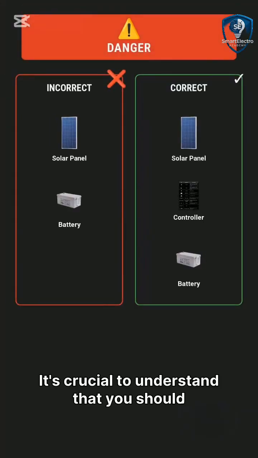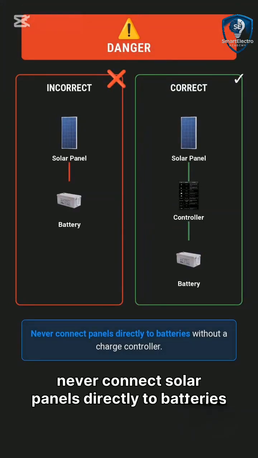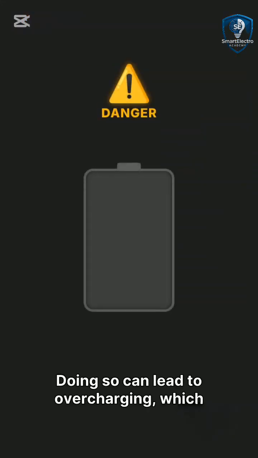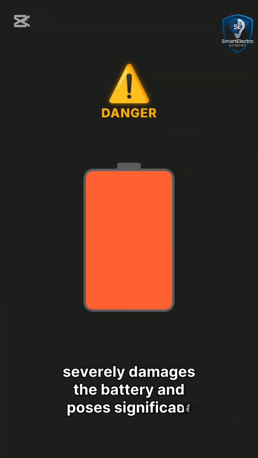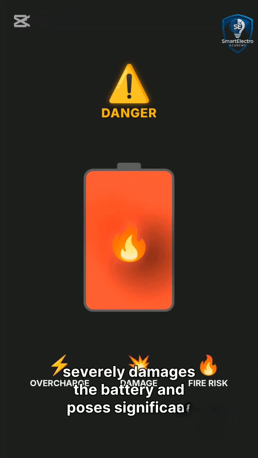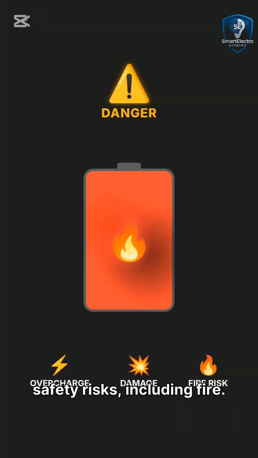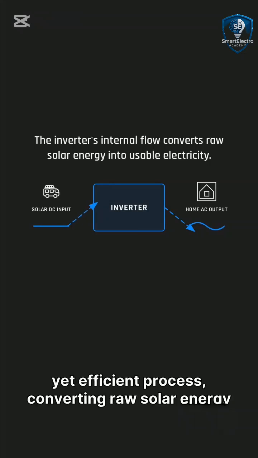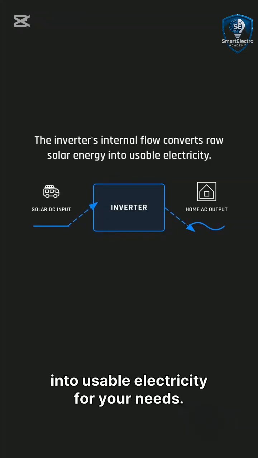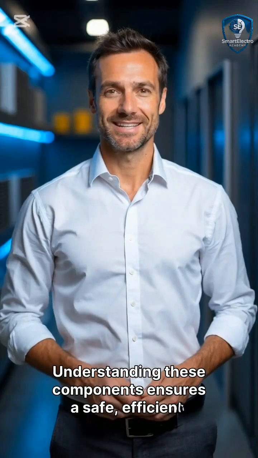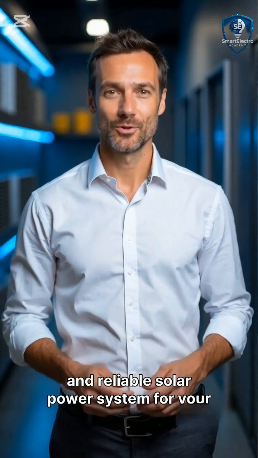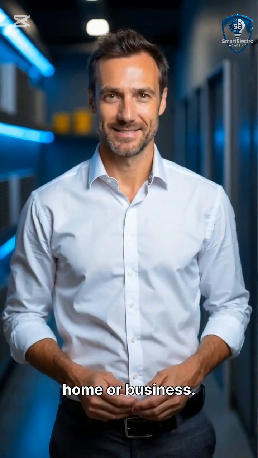It's crucial to understand that you should never connect solar panels directly to batteries without a charge controller. Doing so can lead to overcharging, which severely damages the battery and poses significant safety risks, including fire. The inverter's internal flow is a complex yet efficient process, converting raw solar energy into usable electricity for your needs. Understanding these components ensures a safe, efficient, and reliable solar power system for your home or business.